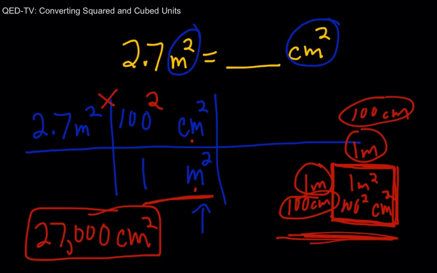If you're doing volumes, you're going to have to triple or quadruple or cube it. You're going to have to cube the unit. Let's go ahead and do one of those instead. So that's how you convert your square units. Let's convert a cubic unit.